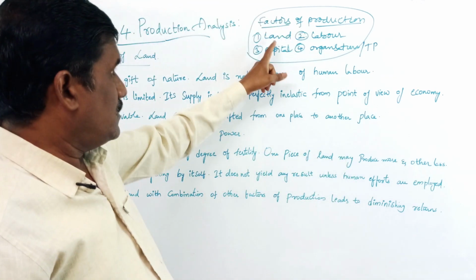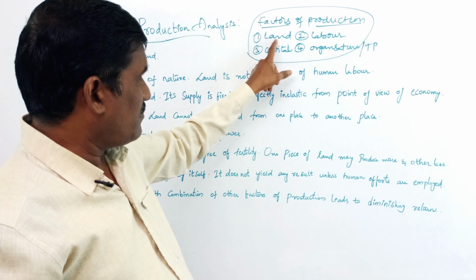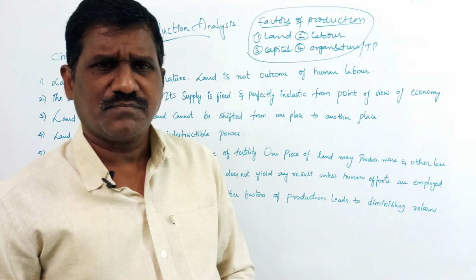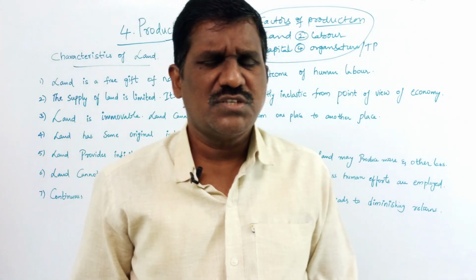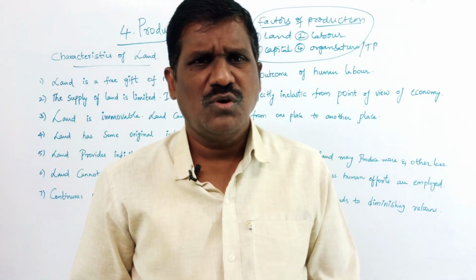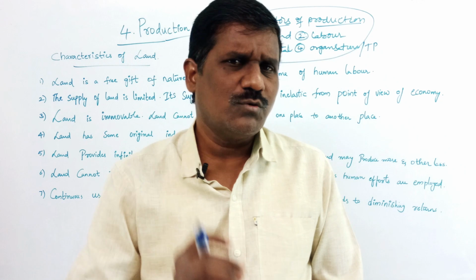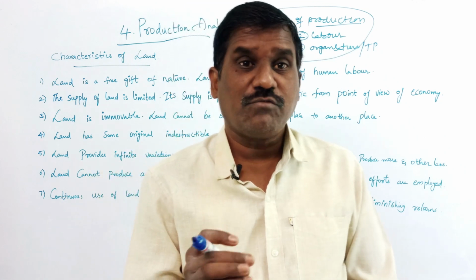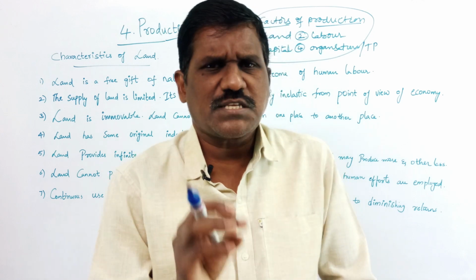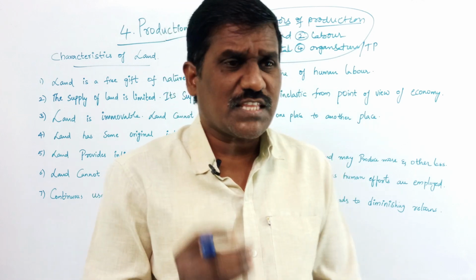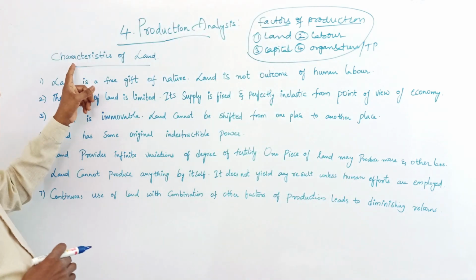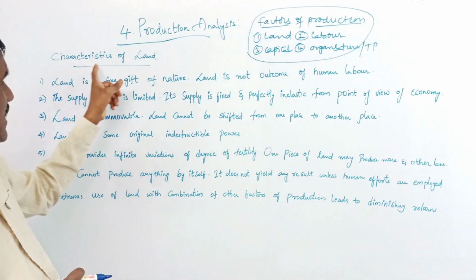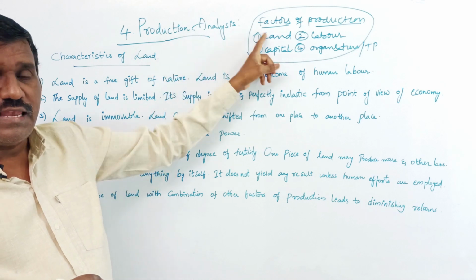So the first factor of production is land. Without land, we can't produce any goods and services. When we want to produce any goods, we must use land. So this is one of the factors of production, the first factor of production. What are the characteristics of land? What are the characteristic features of land?